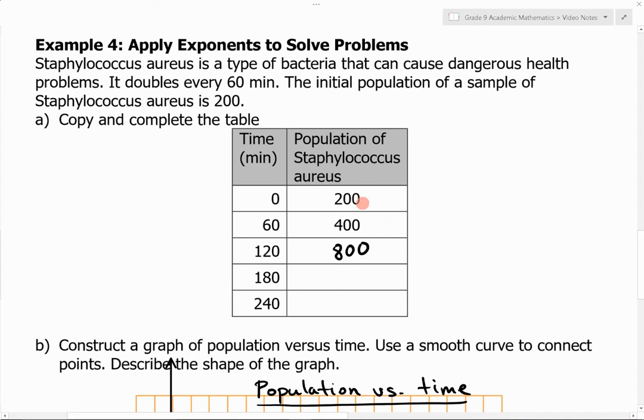Okay, how do I go from 200 to 400? All you're doing is multiplying by 2. So times 2, and from 400 to 800, you multiply by 2. That's what it means by doubling. 800 doubles, so again 800 times 2 gives me 1600. And then 1600 times 2 is 3200. If you don't like minutes, you can replace them with hours. So 1 hour, 2 hours, 3 hours, 4 hours. After 4 hours, I have 3,200 bacteria.